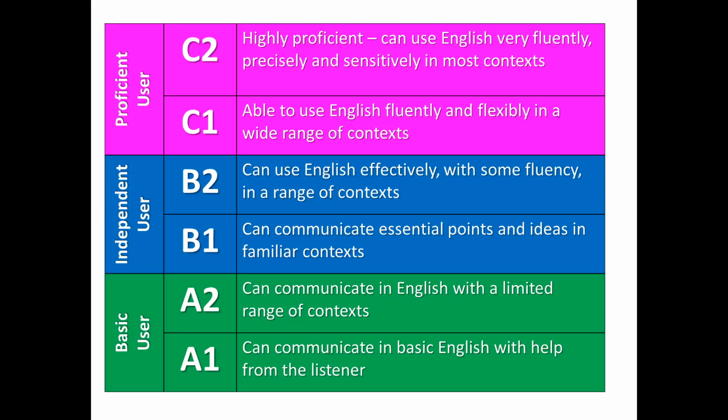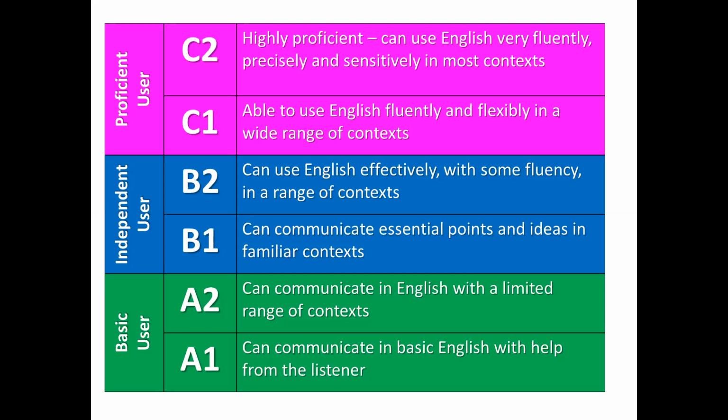A2 learners can communicate in English with a limited range of context. They can communicate, but again, it's very limited. B1 learners are those who can communicate essential points and ideas in familiar context, but still they have lots of challenges. B2 learners can use English effectively with some fluency in a range of contexts. It means in a variety of contexts they can handle this. C1 learners are able to use English fluently and flexibly in a wide range of contexts. And the last one, C2, this is the mastery level. This is the target level for nearly everybody, but very few people can achieve this. C2 is highly proficient. They can use English very fluently, precisely, and sensitively in most contexts.